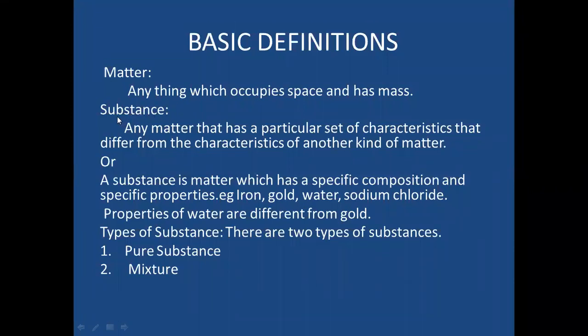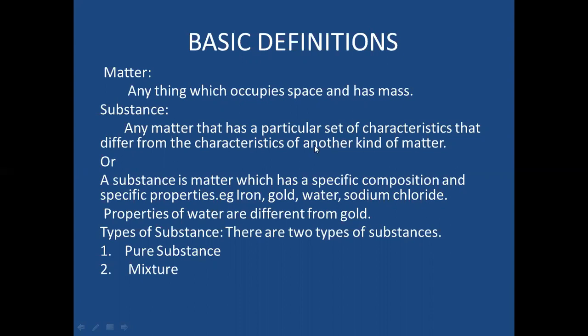The next definition is about the substance. What is a substance? It is also a type of matter, because from the definition you can see that substances are matter. They may be solid, liquid, or gaseous substances. So any matter that has a specific set of characteristics, meaning properties, that differ from the characteristics of another kind of matter. It means that the properties of one matter are different from the properties of another matter.